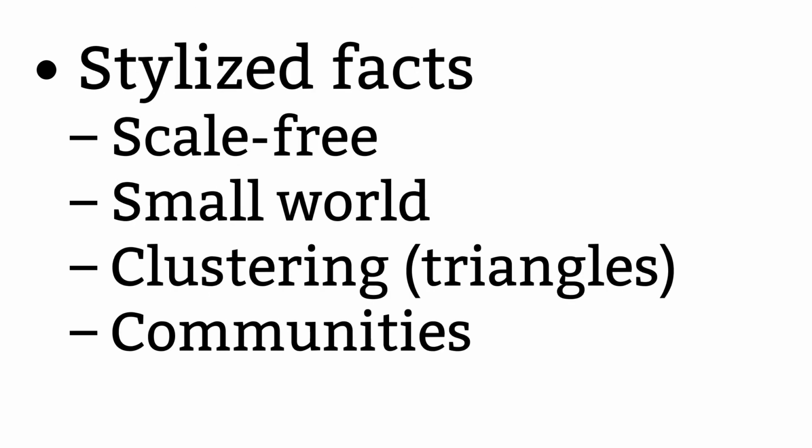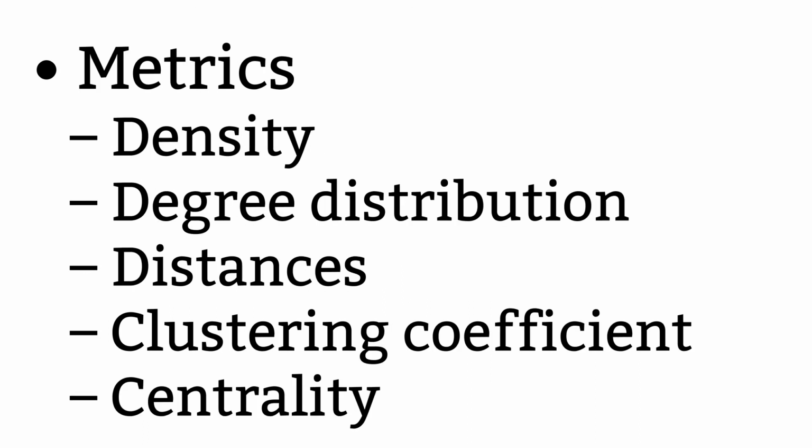We have reviewed the stylized facts of real-world graphs. They tend to be scale-free, i.e. to have a power-law degree distribution. Their typical distance tends to be small. They tend to have lots of triangles, and they often have a community structure. We have listed but not detailed a few graph metrics or features: the edge density, the degree distribution, the distance distribution, the number of triangles, and measures of centrality.